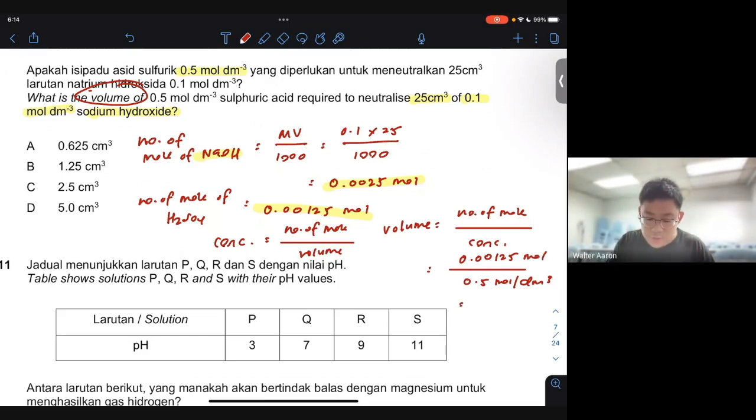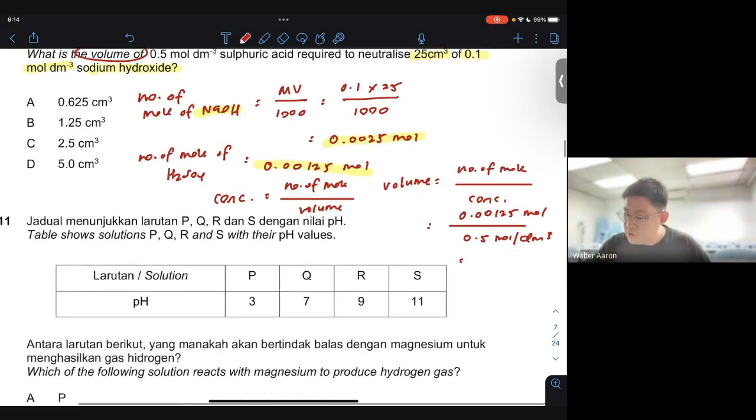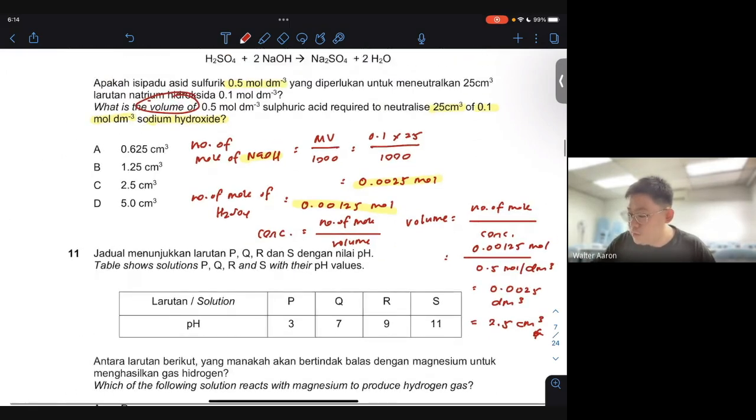So let's see how much that is. 0.00125 divided by 0.5. The answer will be 0.0025 dm cube. If you were to convert this dm cube into cm cube, it will be 0.0025 multiplied by 1000. If you do that, you'll get exactly 2.5 cm cube. So that's how you work out the solution. And the answer is technically C. Not D, sorry, C.